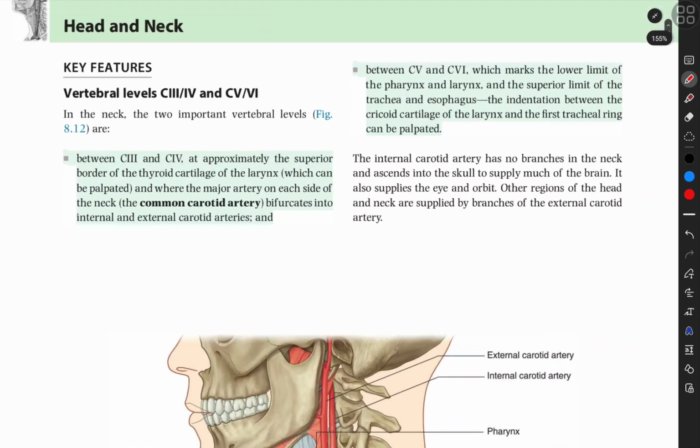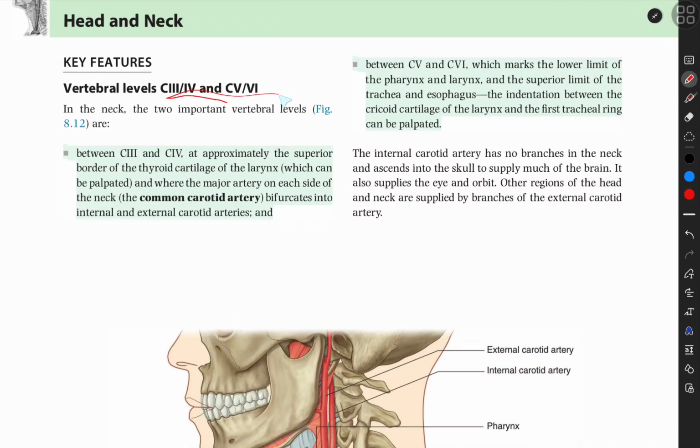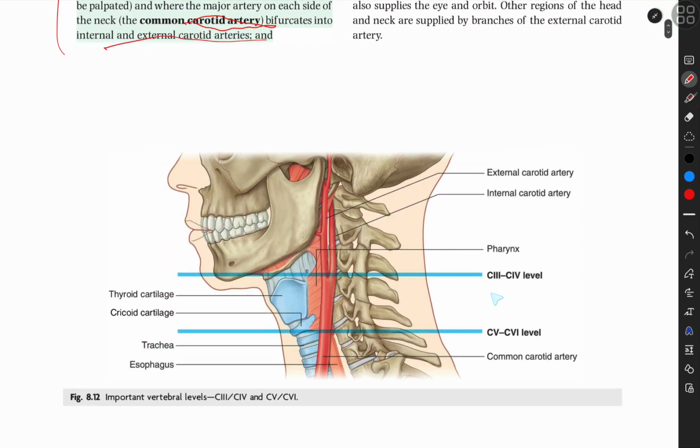Key features: vertebral levels C3, 4, and 5, 6. In the neck, two important vertebral levels are not so important, but I still read it. Between C3 and C4 is approximately the superior border of the thyroid cartilage of the larynx, which can be palpated, where the major artery on each side of the neck, the common carotid artery, bifurcates into internal and external carotid arteries. So this should be the C3 and 4 level. This is the common carotid artery. This one is the internal, which gives no branches, and this is the external, which gives off some branches.